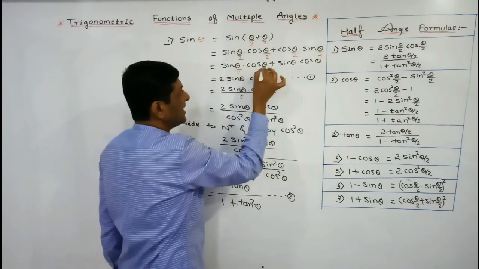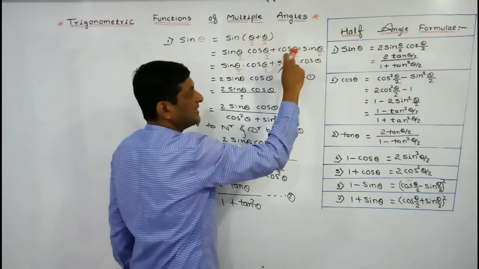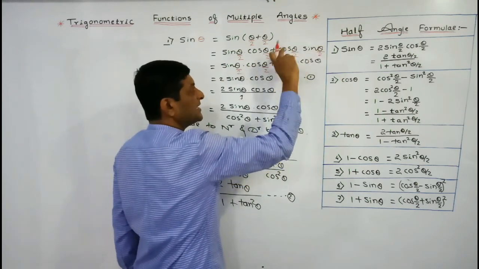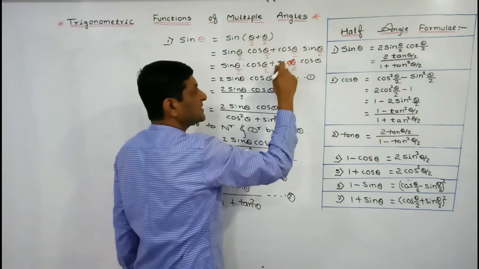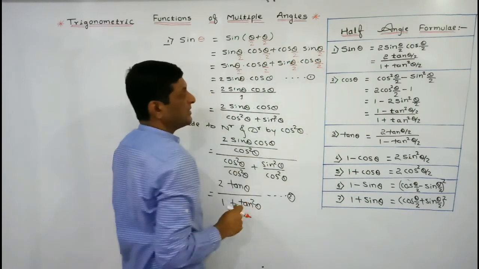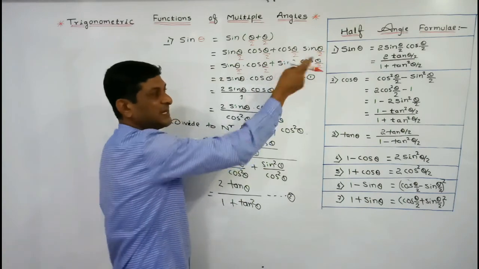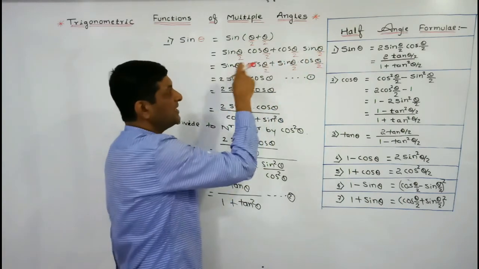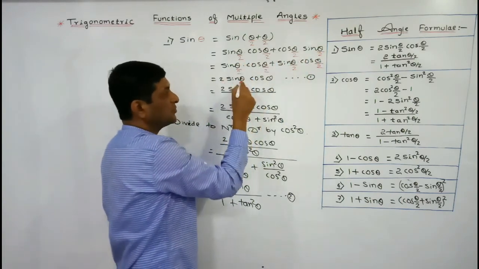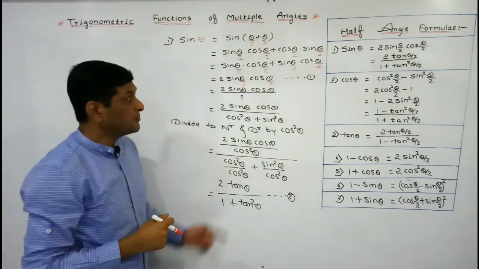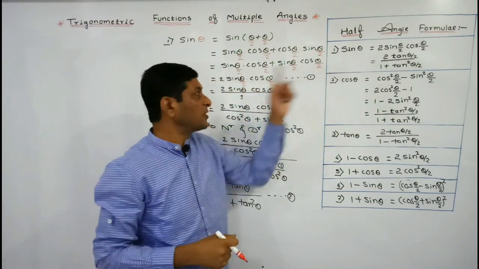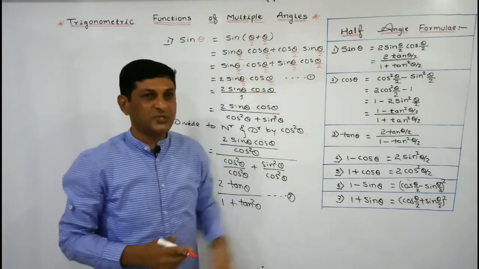Keep the first term as it is. But in the second term, A into B can be written as B into A. Means cos theta by 2 into sine theta by 2 can be written as sine theta by 2 into cos theta by 2. Means cos into sine can be written as sine into cos. Now addition of these two terms will be equal to twice sine theta by 2 into cos theta by 2. Means what is our observation? In this way we have got the first formula, 2 sine theta by 2 into cos theta by 2.